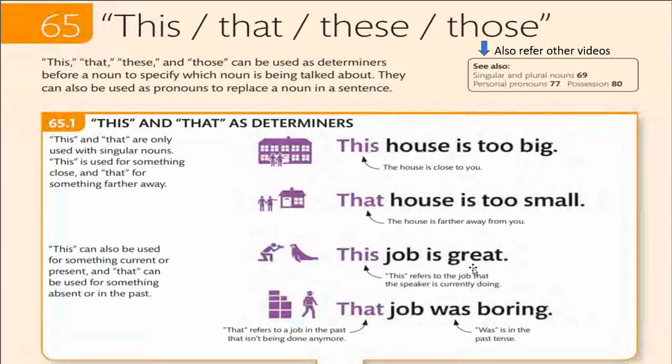This job is great. Now, this refers to the job that the speaker is currently doing. The person has got a camera and is taking a photograph. So this job is great, the current present situation. That job was boring. Now, that means the person is pointing to some job in the past. That was means in the past tense, and that refers to the job in the past that isn't being done anymore. So that is how it is pointed to some old job, previous job, and that is a pointer for singular or something in the past.